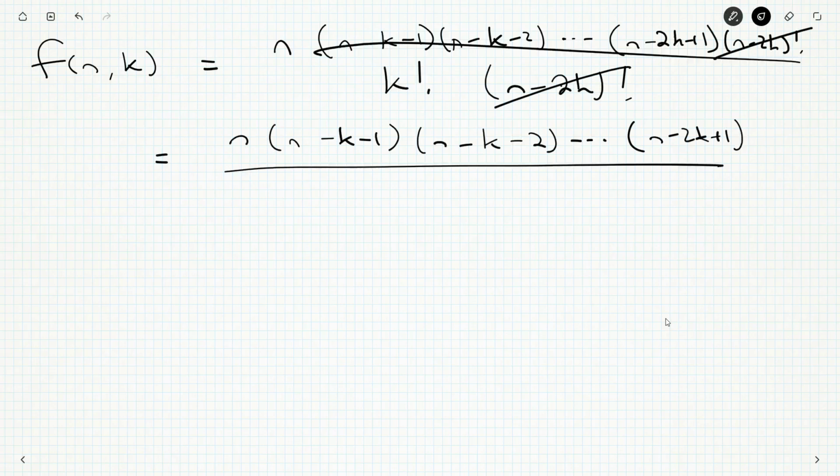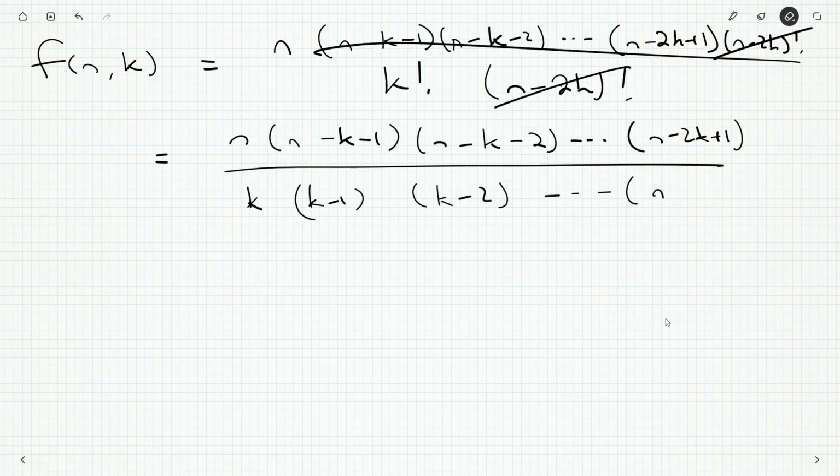But it's a little nicer to work with, k factorial. I guess, for stylistic reasons, maybe we'll write k, k minus 1, k minus 2, all the way down to, well, it's 1, actually. Okay, so I think that's probably the smallest I can make this formula and still have it be effective.